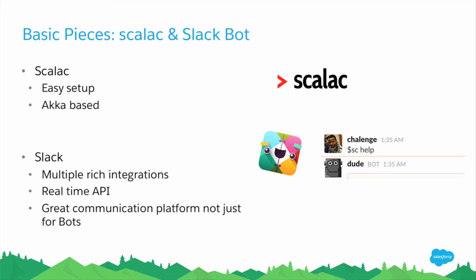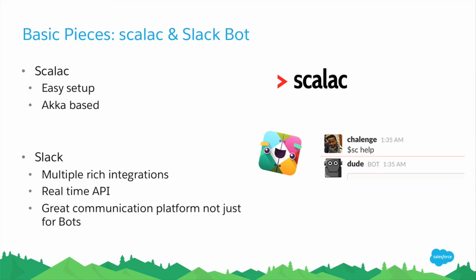Then the final piece, but the most important, is we use Scala C, the Scala C module for Slack and SlackBots. Why did we use the Scala C one? It's very easy to set up, as I'll show. Then also it's Akka based. Then why did we choose Slack? I think if you've used Slack, it has multiple rich integrations from across multiple services, from whatever you can think of, you can almost certainly find an integration with it. Then also it's a real-time API.